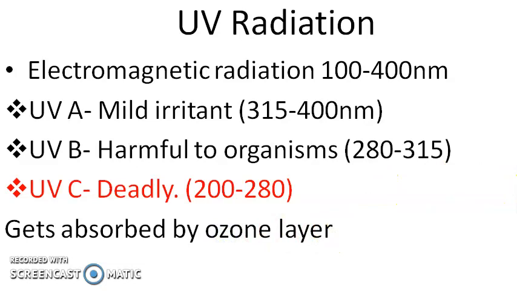So this 3 millimeter or 300 Dobson unit thick ozone layer prevents the UV radiation from reaching us, thereby protects us. That's why sometimes we even call ozone layer the umbrella of Earth, Earth's umbrella.